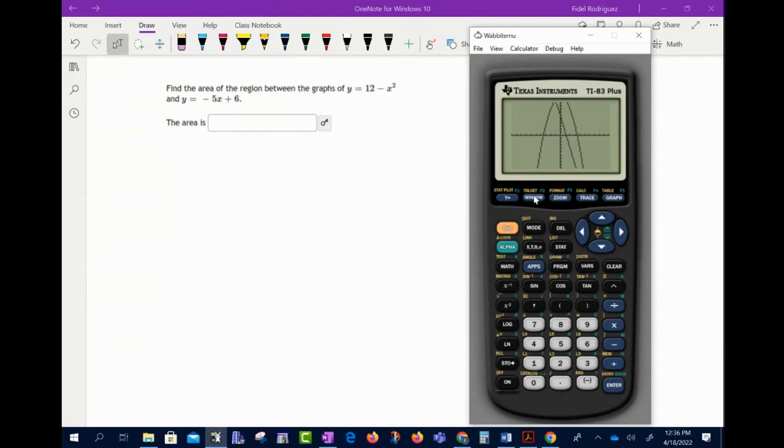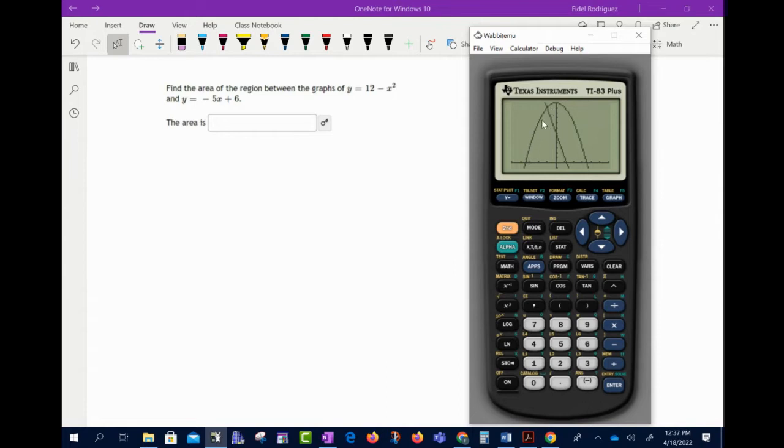Okay, so I'm going to try to mess with the window a little bit. Let's see. My x minimum, I don't want to go that far to negative 10, so let me try negative 5. My x max, I'm going to try 6, going by ones. My y min, I'm going to go to negative 1. My y max, I'm going to put up to 12. And let me come back to the graph. I'm just trying to get a picture of what's happening here.